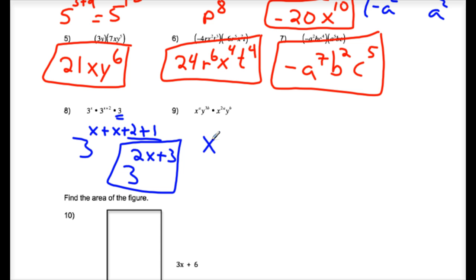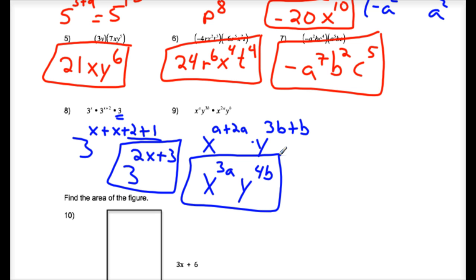x to the a plus 2a power times y to the 3b plus b power. All I did, guys, was use the rule and show some work. Combine your like terms. Mike K, what do you think? x to the 3a power and y to the 4b power. x to the 3a times y to the 4b. We're just putting them next to each other.